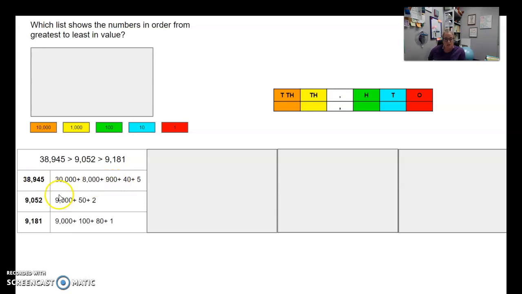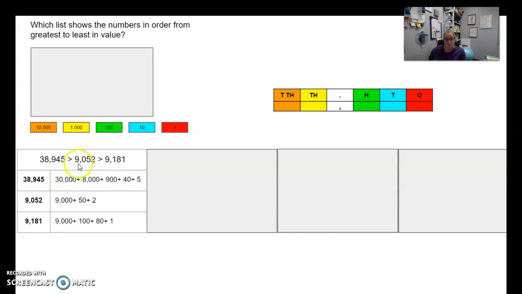So I broke each number apart. The first one was 30,000 plus 8,000 plus 900 plus 40 plus 5. The next one was 9,000 plus 50 plus 2. And my last one is 9,000 plus 100 plus 80 plus 1. Now I'm trying to decide, is 38,945 my biggest number? Yeah, it is, because it has 10,000s. It has 3 10,000s. So I agree with that. I know this is my biggest number because it has 10,000s. So 30,000 is the biggest number.